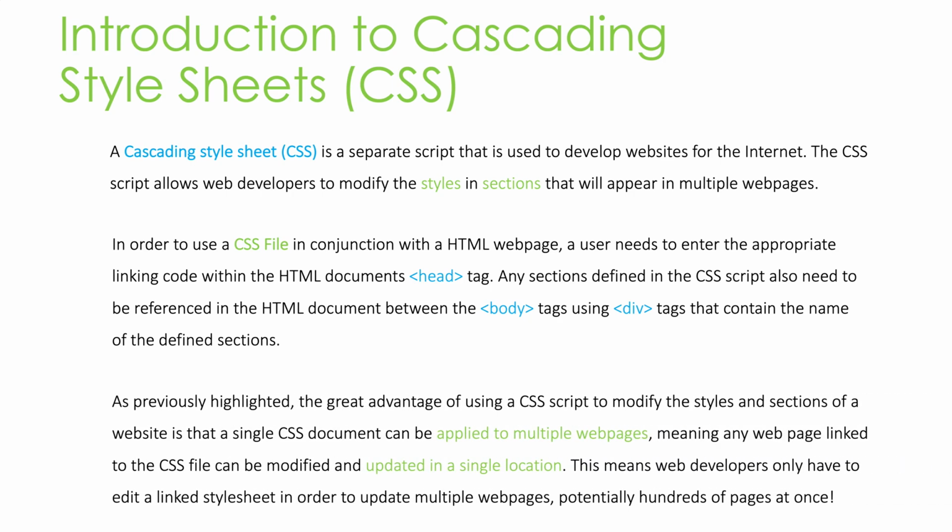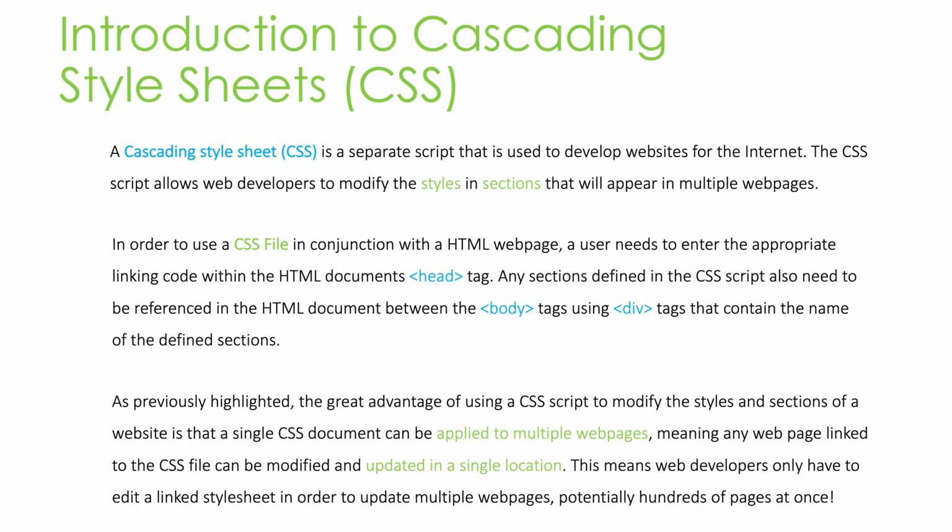As mentioned, a great advantage of the CSS script to modify the styles and sections of a website is that a single CSS document can be applied to multiple web pages, meaning any web page linked to the CSS file can be modified and updated in a single location. So think about larger websites and how many web pages make up that website. In many cases, it's thousands of web pages. If they're all linked to the same single style sheet, I can update the fonts, the styles, the sections, all of that just in the one file. And then as soon as I save that file, all the HTML documents linked to that file automatically update. So potentially hundreds or thousands of pages at once.